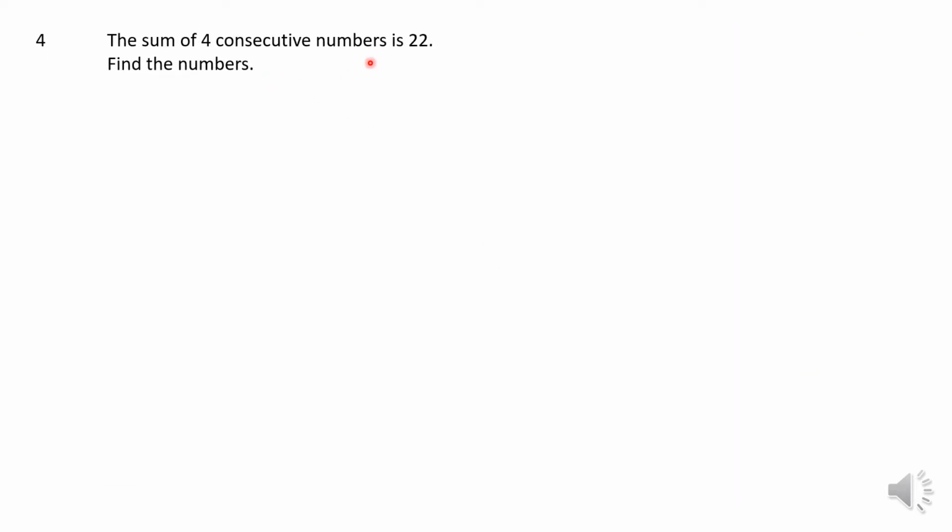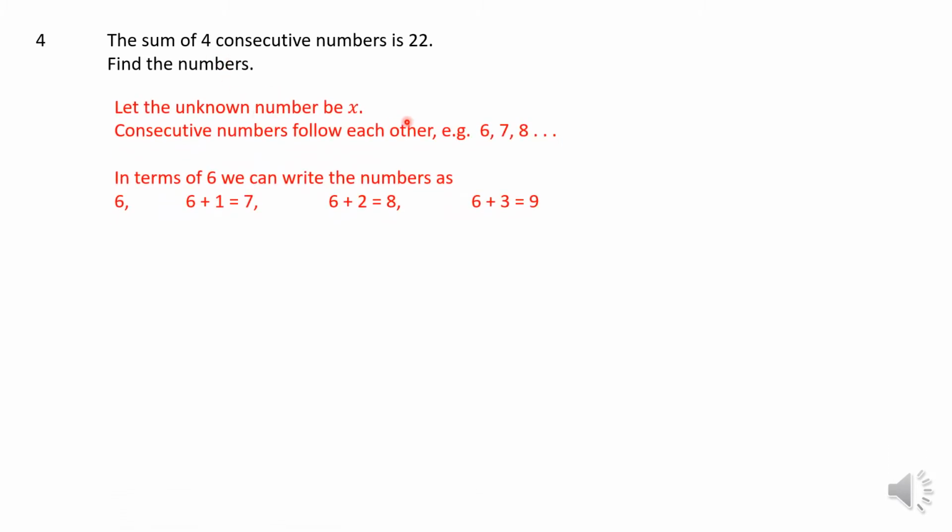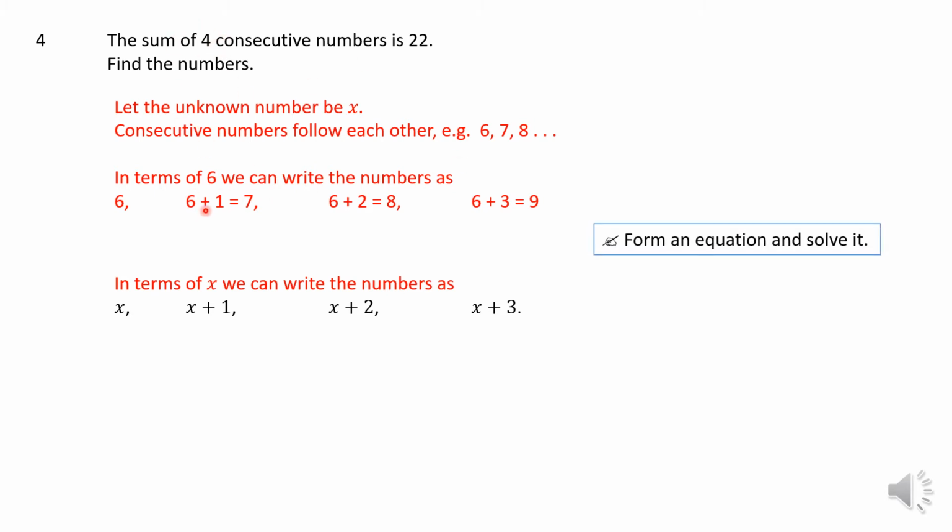Question 4. In the previous video, I spoke about consecutive numbers, numbers that follow each other, like 6, 7, and 8. When you write the numbers in terms of the first, like 6, and the next one, to get 7, 6 plus 1, to get 8, 6 plus 2, to get 9, 6 plus 3. So when we use a letter, let's suppose we use x, x is going to be the first one, the next will be x plus 1, x plus 2, x plus 3, and so on. So we let that equal to 22.